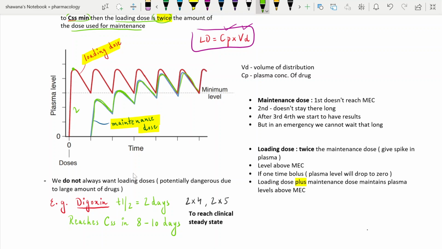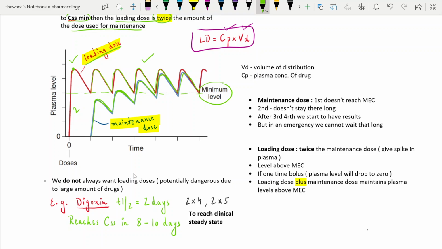But loading dose is twice the maintenance dose, and it gives the spikes in the plasma, and the level is above the MEC. The level is above the required level, right? So it's the minimum level, and the level is above the MEC. One-time bolus means one-time administration of the loading dose gives a spike in the plasma, and then followed by the maintenance dose. Each time we can achieve the plasma concentration above the minimum effective concentration, and that we need in the case of emergency.